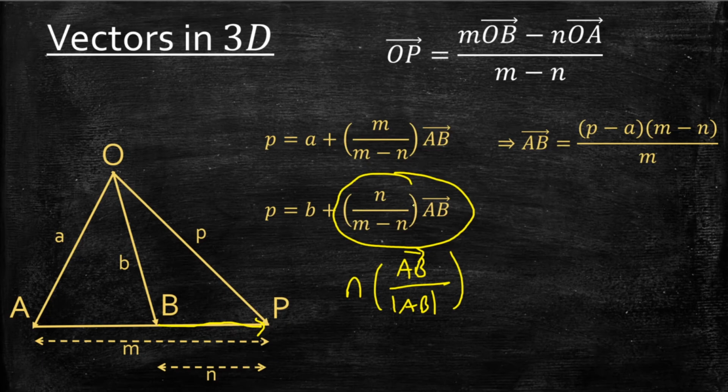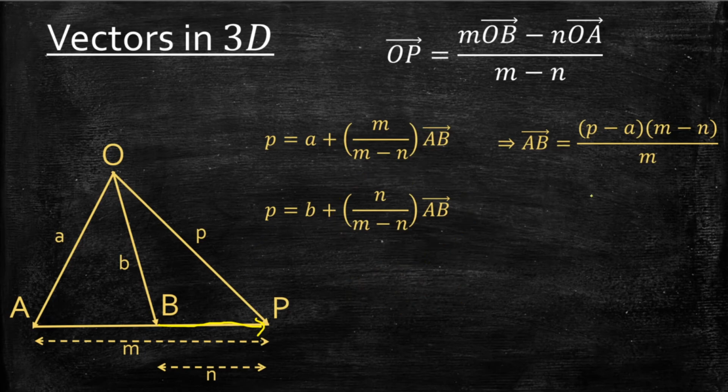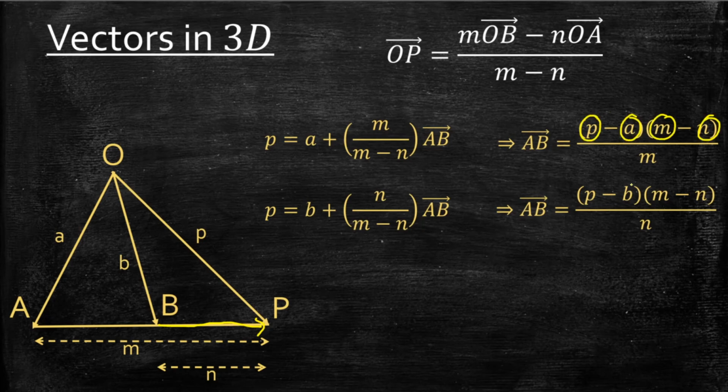So this bit over here is just saying we want a unit vector in the direction of A to B, but we're going to multiply by N because we wanted to have a length of N. And again, rearranging that, just like we did with the previous one, we can get AB is P take B times M take N all over N. All right, now you'll notice that what I've done here is I've linked my P, my A, my M's, my N's, and my B's with two equations. As you can see here, we've got M times B minus N times A all over M take N.